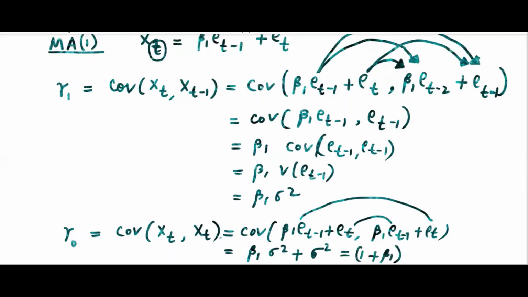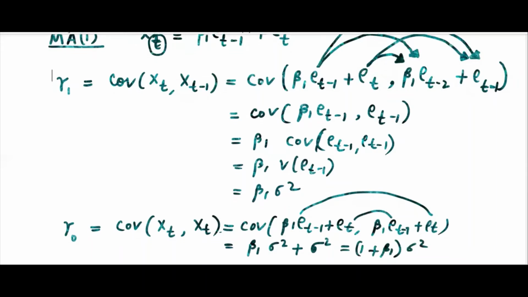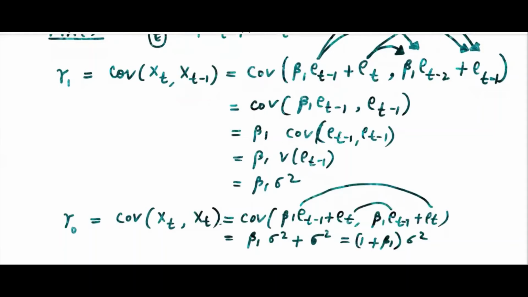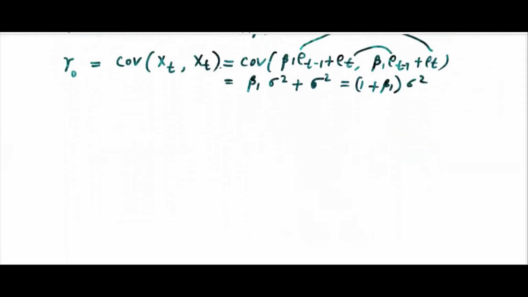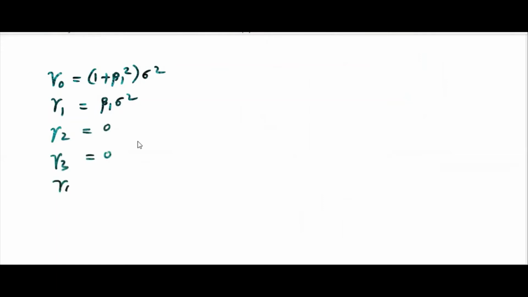Here I have taken already beta 1, so let's stick to that. This one you will get. Let me write all here. Gamma naught I got 1 plus beta 1 square times sigma square. Then gamma 1 I got beta 1 sigma square. Gamma 2 if you find, you will get 0. Gamma 3 you will get 0. Gamma 4 you will get 0.